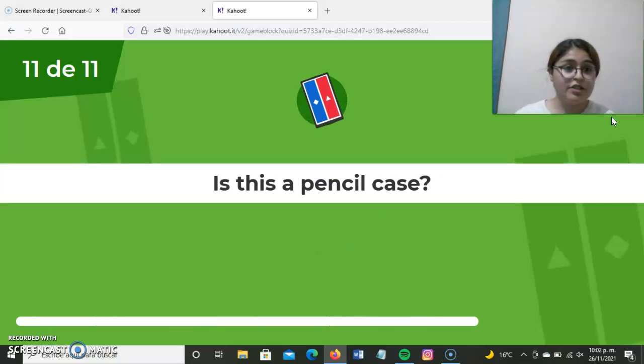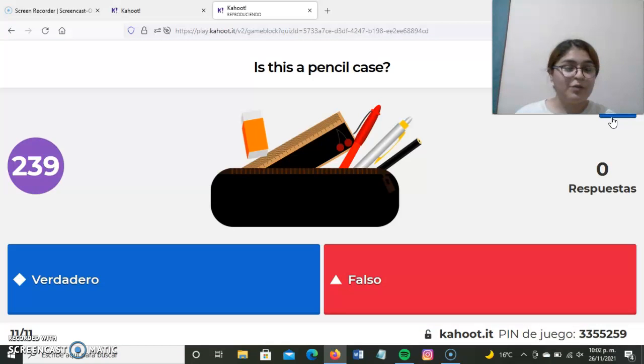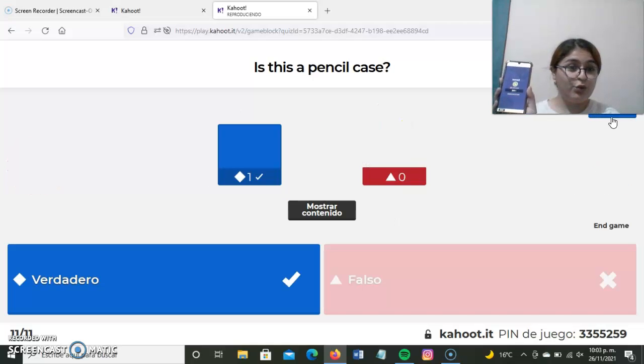And this is the last question. Y esta es la última pregunta. Is this a pencil case? Este es un pencil case? True, verdadero, or false, o falso. Think about it, and this is true. Esto es verdadero.